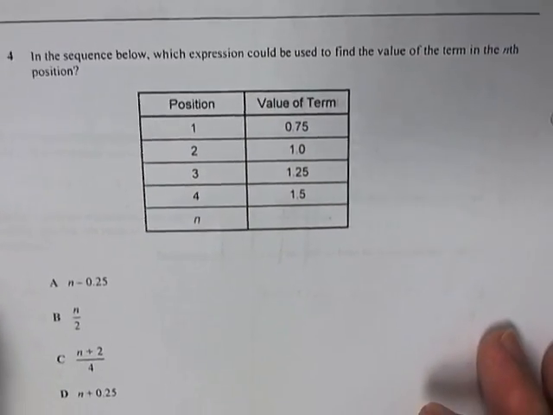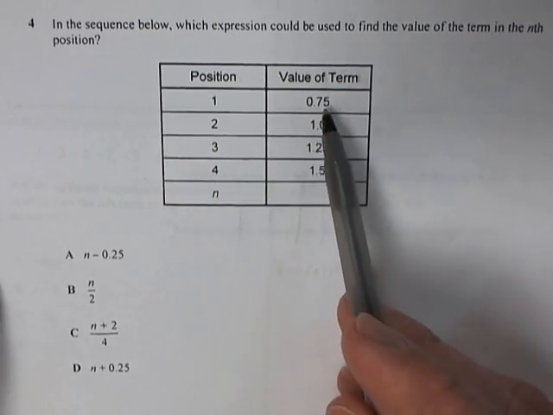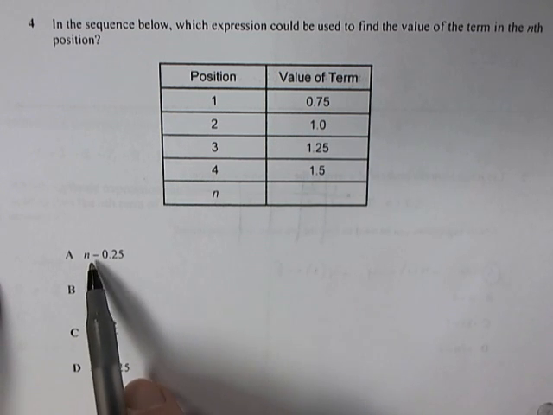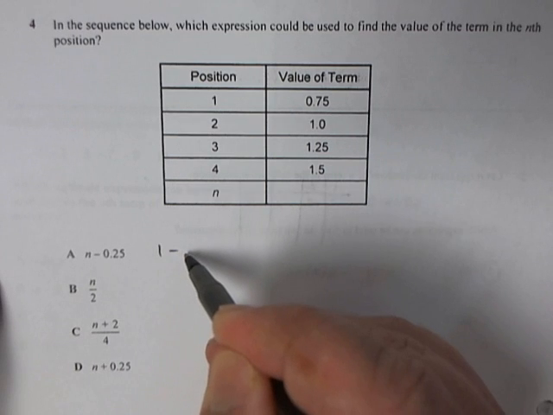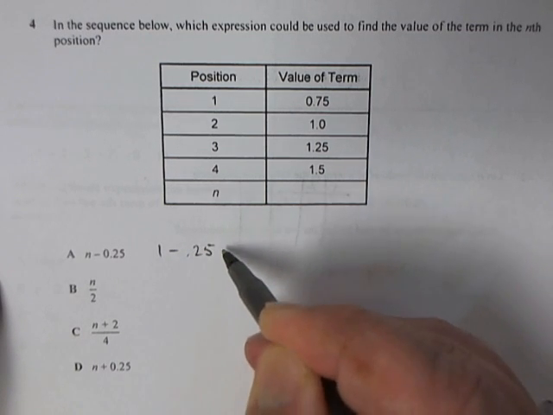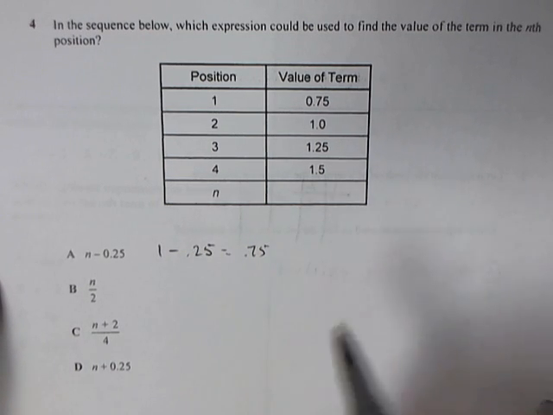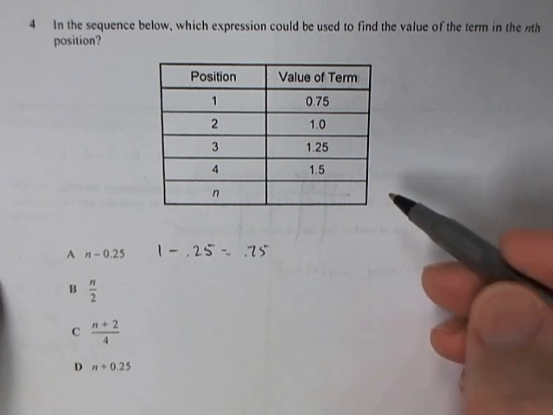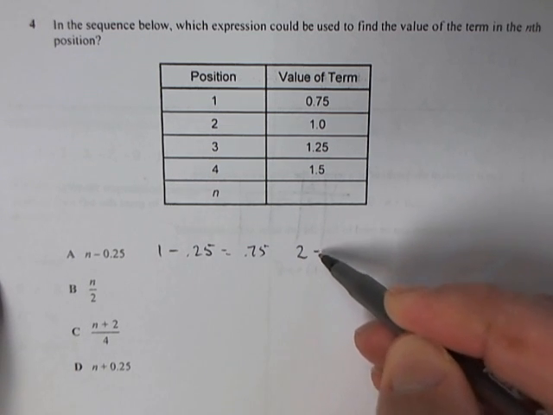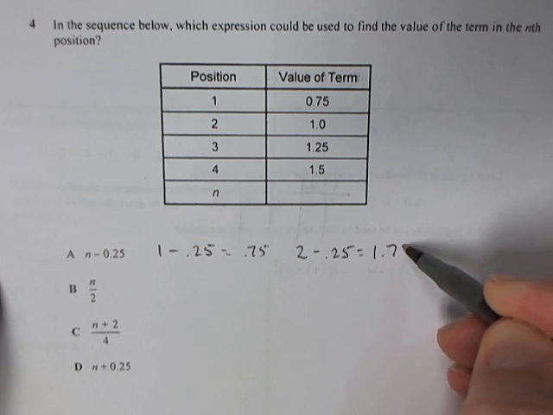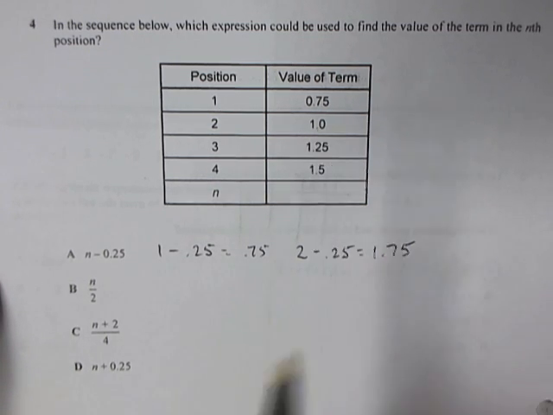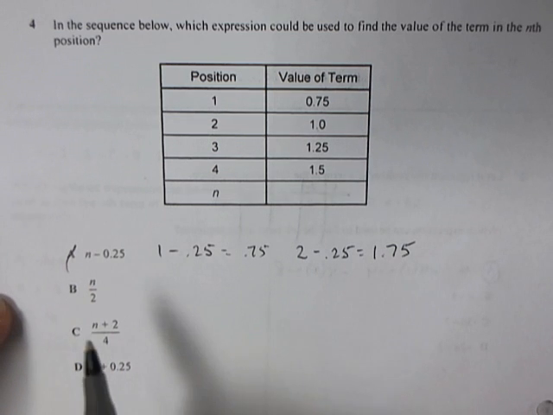Number 4. Now we're dealing with decimals. So let's substitute position 1 in for answer choice A. We get 1 minus 0.25, which equals 0.75. So far A checks out, but let's try position 2. 2 minus 0.25 equals 1.75, but we're looking for 1 in position 2, so it can't be A.